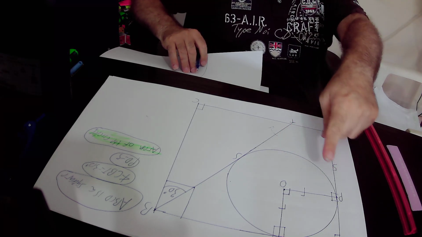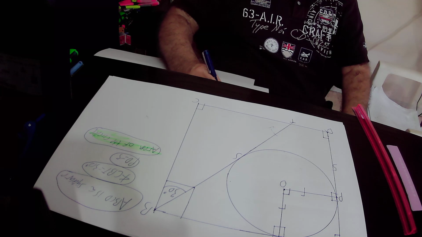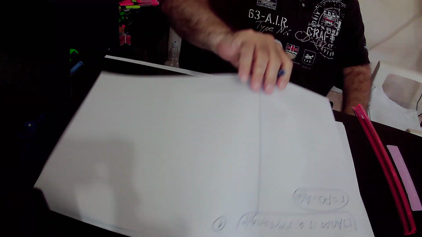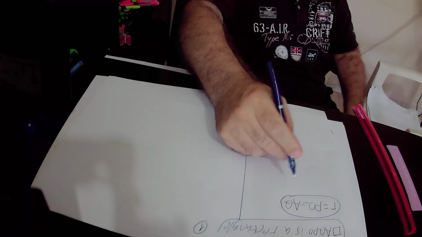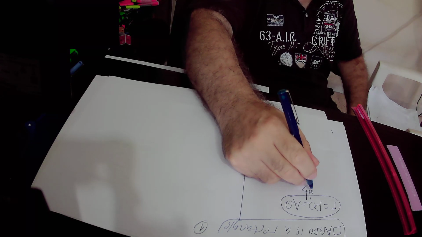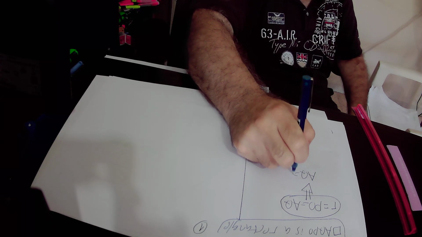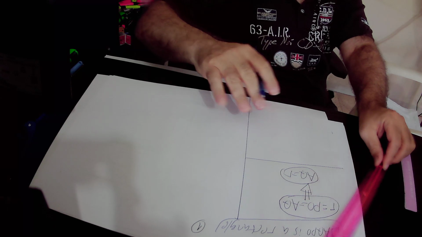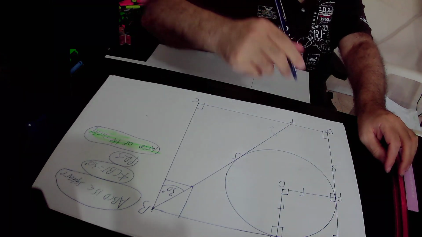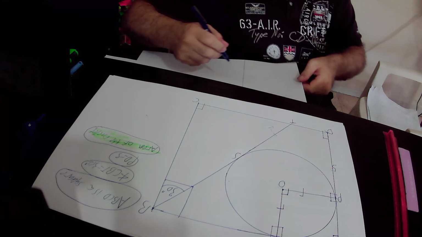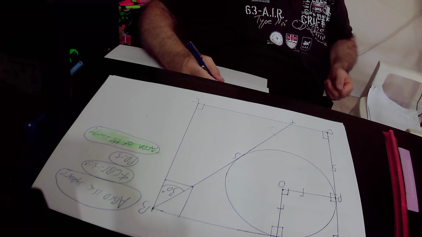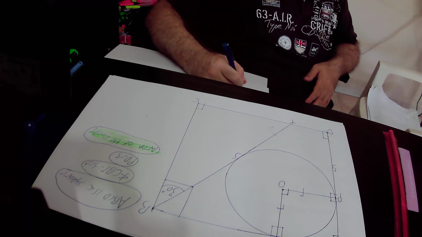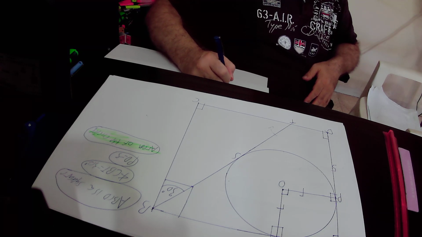But we have already found out that PO equals R, the radius of the circle. And from this equation, R equals PO equals AQ, we derive that AQ also equals R. So you can write here in the drawing that AQ equals R. Likewise, according to the same rule that the opposite sides of a rectangle are equal to each other, we get that AP equals QO.